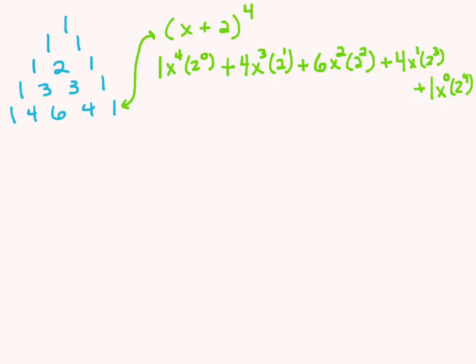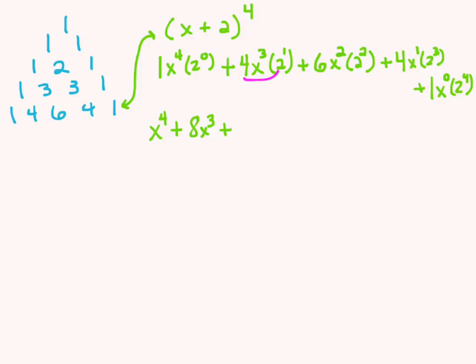All right, so let's go back and simplify this and see what we end up with. On my first term, I have x to the 4th and 2 to the 0, which would just be 1, so that simplifies to x to the 4th. Plus, in my next term, I have 2 to the 1, and so I'm going to multiply the 2 and the 4, which will give me 8x cubed.